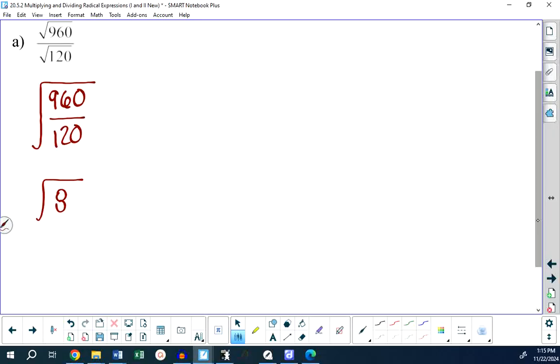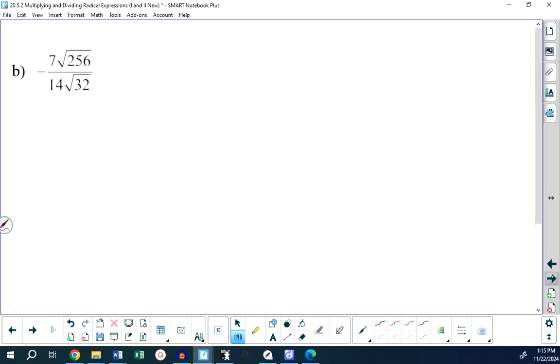Are we done? No. Because you always have to simplify radicals if you can. And root 8 is one of those that is very simple to simplify. It's 2 root 2. Very basic question. And the only thing you really did on your calculator was take 960 divided by 120. Right? You're not taking the square root on your calculator. Let's try another one.